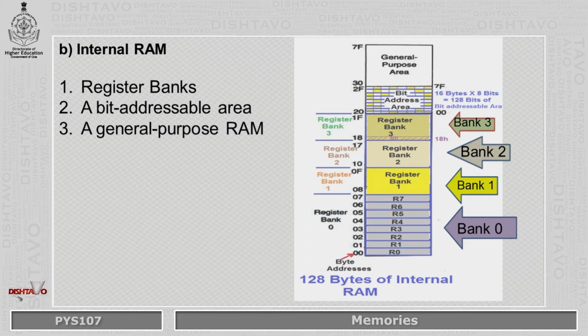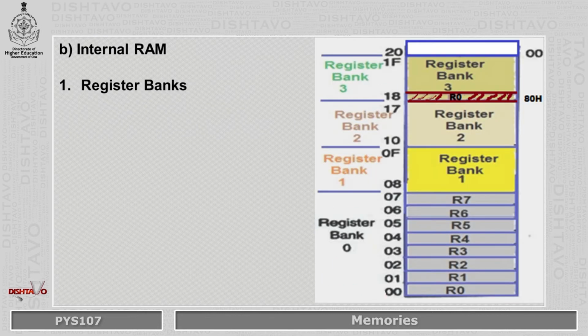Each register can be addressed by a name when the bank is selected, like R0, R1 to R7, or by its RAM address. Example, R0 of bank 3 is R0 when bank 3 is selected, or address 18H, whether bank 3 is selected or not.